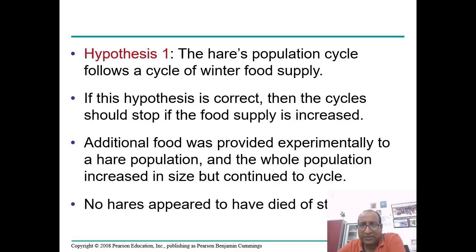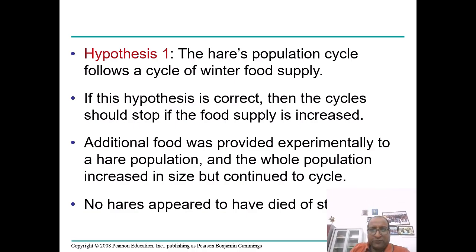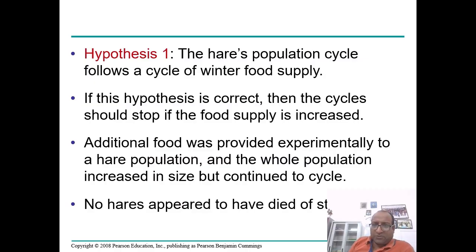Okay, hypothesis one. The hare's population cycle follows a cycle of food supply. Means hare population will increase once it gets enough supply of food after the spring. If the hypothesis is correct, then the cycle should stop if food supply is increased. Additional food was provided experimentally to the hare population, and the whole population increased in size but continued to cycle. No hare appears to have died of starvation.